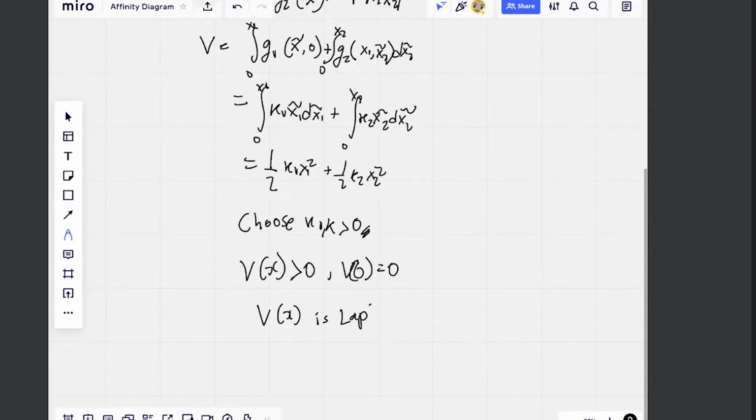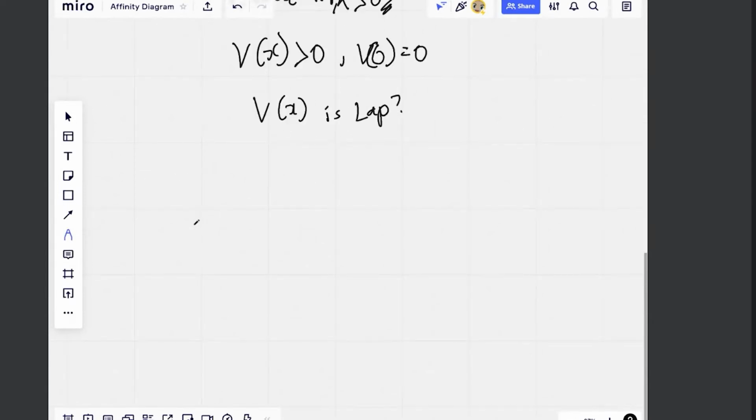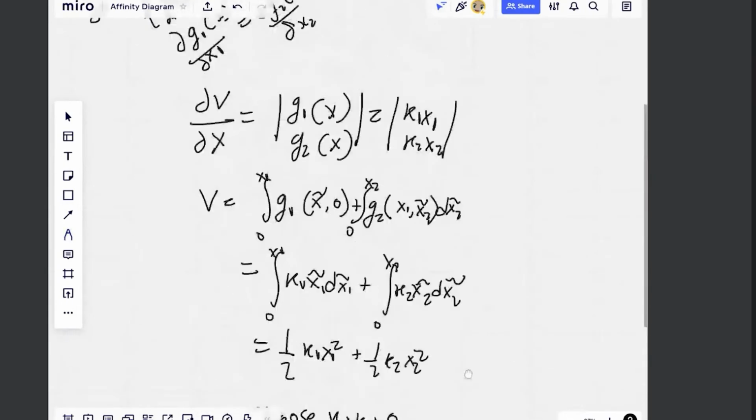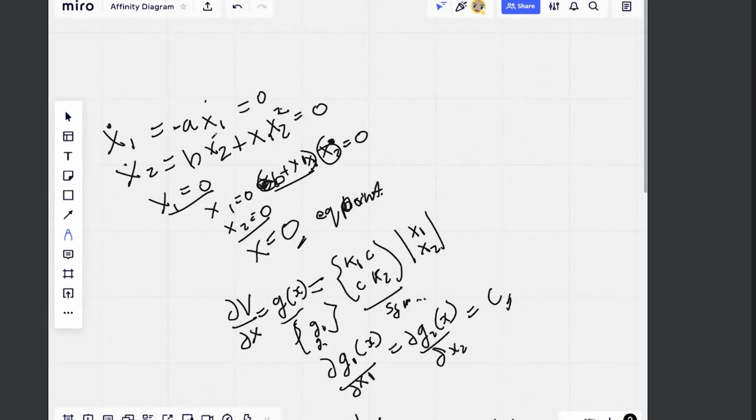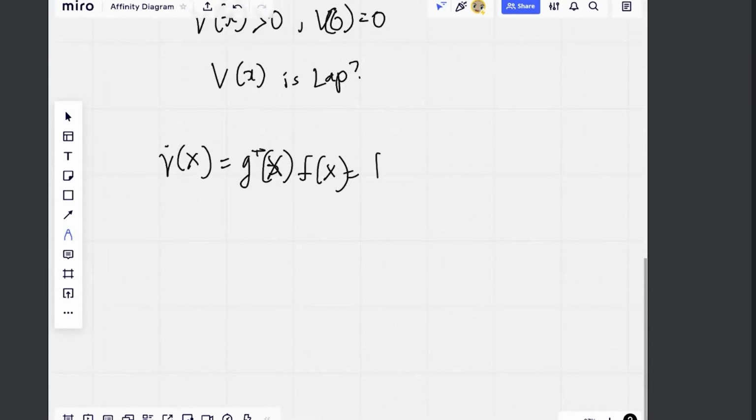So how we do that is, to check if V(x) is a Lyapunov function, we just find V̇(x), which would be the gradient of V transpose times f(x). f(x) is the equation we get over here, these two equations: −a x1 and −b x2 plus x1 x2, right? So what we would end up getting would be [k1 x1, k2 x2] times [−a x1, −b x2 + x1 x2 squared], because these are the two functions in f(x).